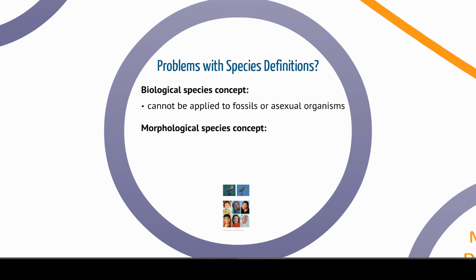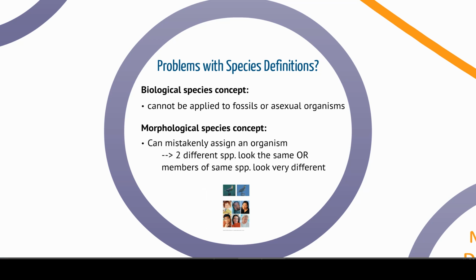The morphological species concept has its own set of problems. While it's practical in the field, you can sometimes mistakenly assign an organism to the wrong group. You can put 2 different species that look the same and lump them together, or you could take members of the same species that look very different and assign them mistakenly to different species.